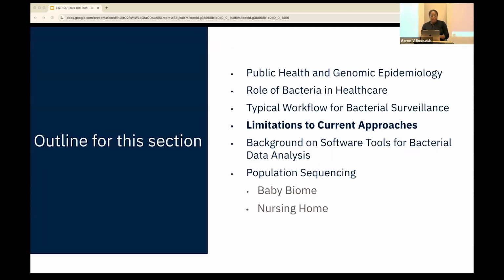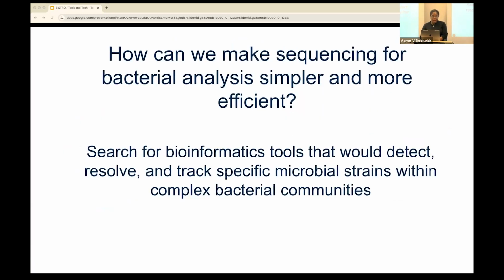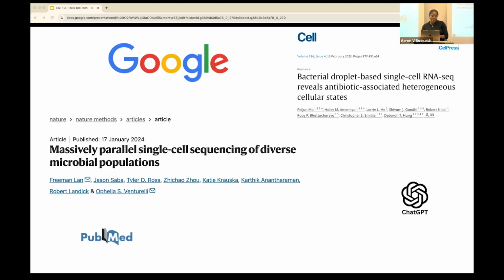And so we talked about the limitations of current approaches. My first step was to search for bioinformatics tools that are good at detecting various strains of bacteria, tools that are able to separate the genetic differences between similar strains of bacteria in larger populations, and tools that could help me make inferences about transmission and combine different aspects of tools together. And so how did I do this?